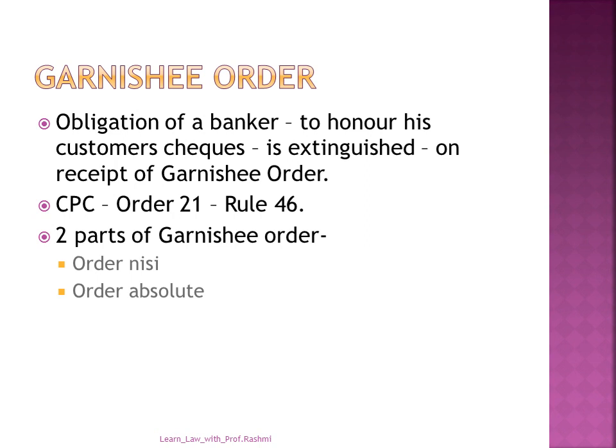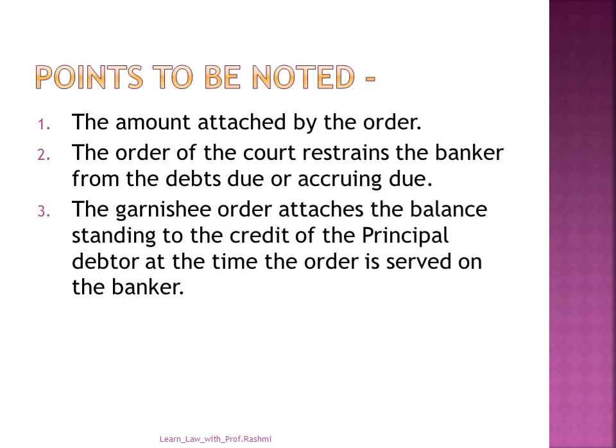Also the bank has to file its explanation with the court, and then the court will issue a final order known as order absolute, where the entire balance of the account or the specified amount would be attached and has to be handed over to the judgment creditor. So once order absolute is received by the banker, the bank would be bound to pay the garnished funds to the judgment creditor.